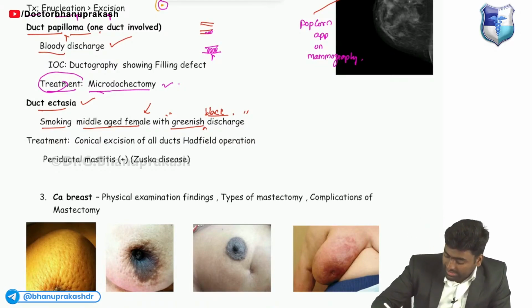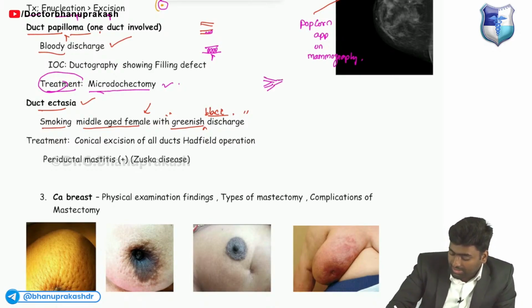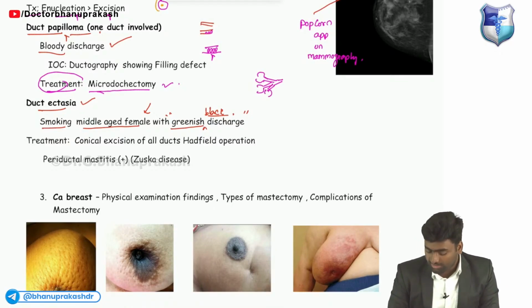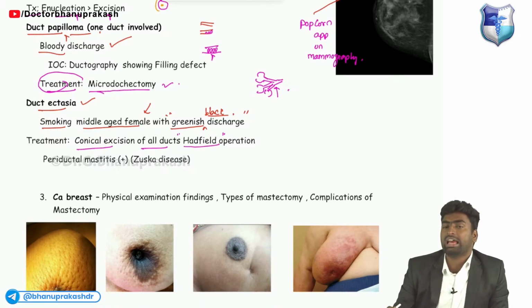So in a case of duct ectasia, these are the lactiferous ducts which are joining into the area of the nipple. Here what will happen is that they will be ectatic, means dilated. So for this condition, we'll do a surgery known as conical excision of all the ducts. Okay, conical excision, which is known as Hadfield's operation.